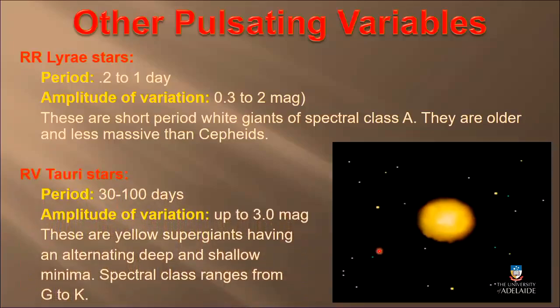Then we have the RV Tauri stars. So these have a period of 30 to 100 days, and amplitude variations of up to 3 magnitudes. So these are yellow supergiants, and they have alternating shallow and deep minima, and their spectral classes range from G to K.